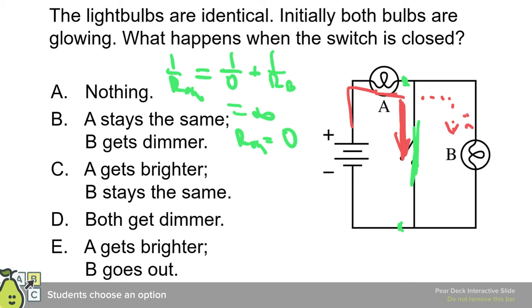Which tells us two things. One, B goes out. There is no current through it, so it does not act anymore. And that's enough to tell us that it's answer E. But we can also say that because the resistance used to be A and B, and now it's just A, the resistance has gone down, so we draw more current. We're pushing more current through A, and so A gets brighter.